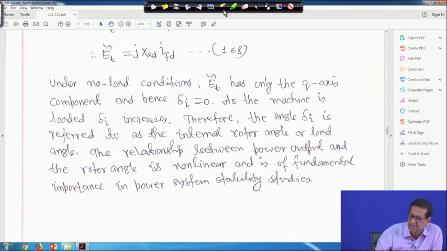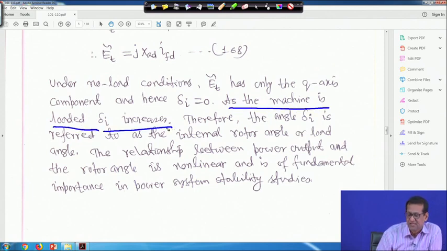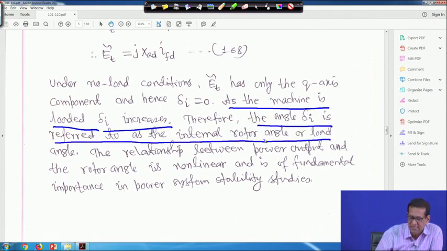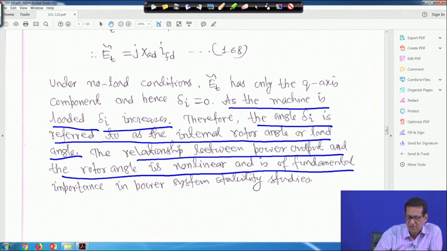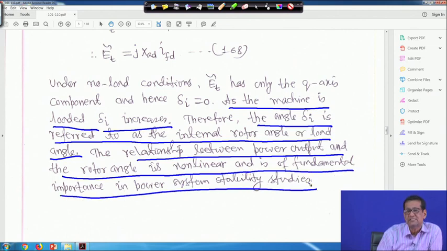As the machine is loaded, delta increases. Therefore, the angle delta is referred to as the internal rotor angle or load angle of the machine, that you have studied in synchronous machines, right. The relationship between power output and the rotor angle is non-linear and is of fundamental importance in power system stability studies, right.